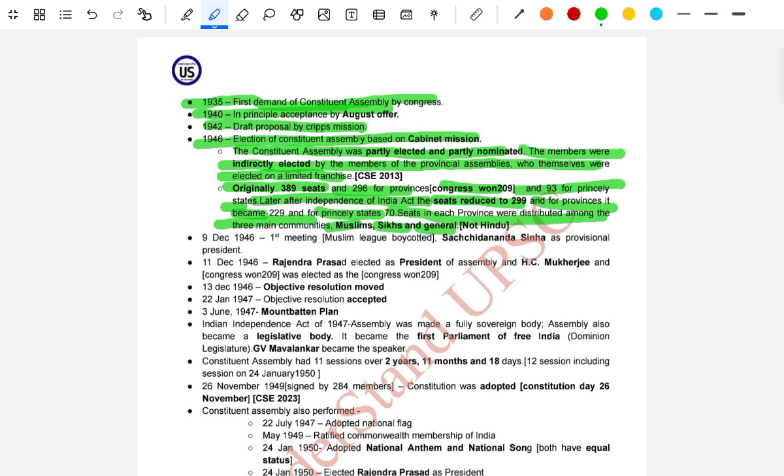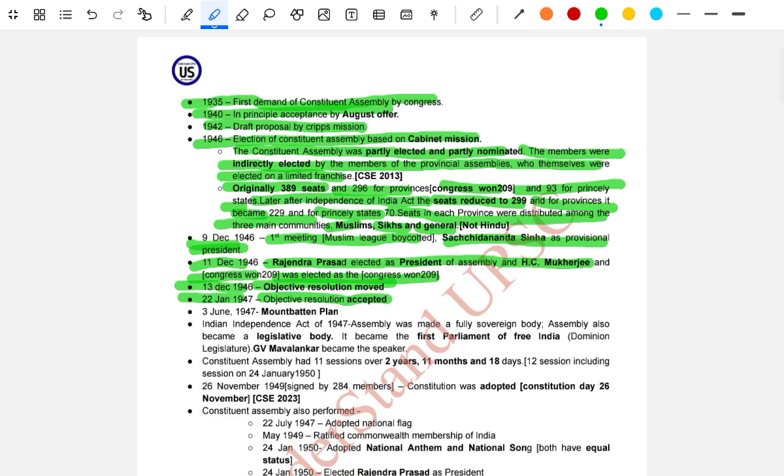9 December 1946, first meeting; the Muslim League boycotted. Sachchidananda Sinha was the provisional president. 11 December 1946, Rajendra Prasad was elected as the president of the assembly, and H.C. Mukherjee as the vice president. Congress won 209 seats. 13 December 1946, Objective Resolution moved. 22 January 1947, Objective Resolution accepted.